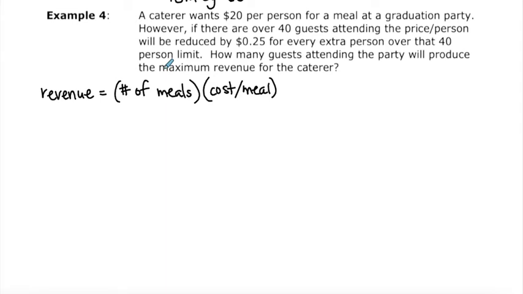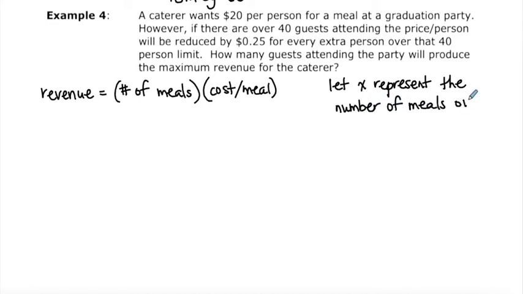So let's identify a variable. Let x represent the number of people, or the number of meals over 40. Because I know that for a base amount of 40 meals, it's going to be $20 per person. But how many people over 40 can I have and reduce the cost to maximize my revenue?